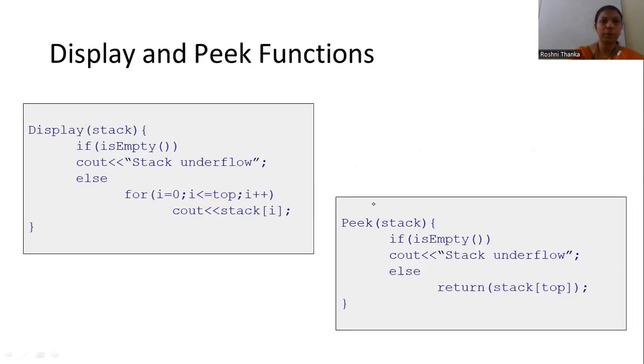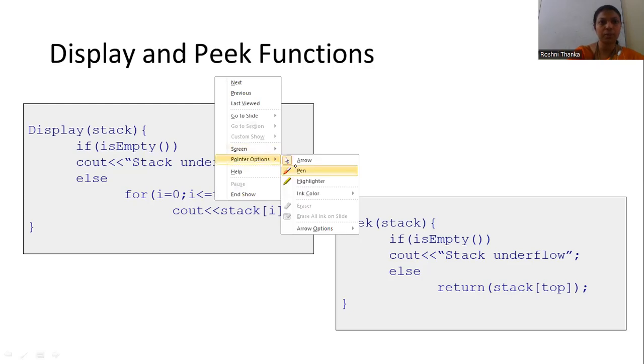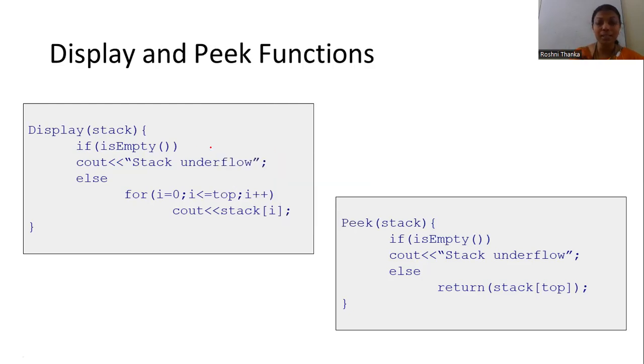And one more thing, peek. What is peek? If you want to see the topmost element, just to look only, that is peek. You're not going to insert or remove it, you just want to see who is at the top of the stack, and you can do that using the peek function. What does the peek function do? If you want to see something, the stack should not be empty. If it is empty, you can say stack underflow, which means nothing is inside.